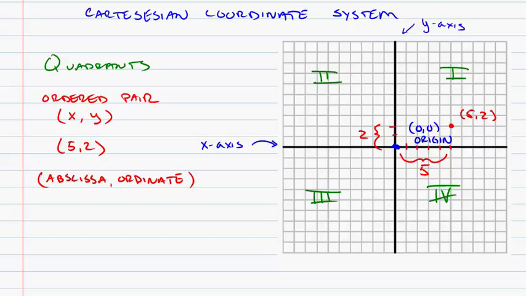Now the x value is technically known as the abscissa and the y value as the ordinate, and although interesting, you'll probably never see those words used again, although they are referenced in your textbook.